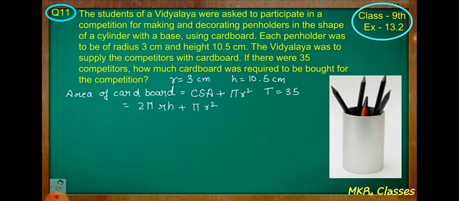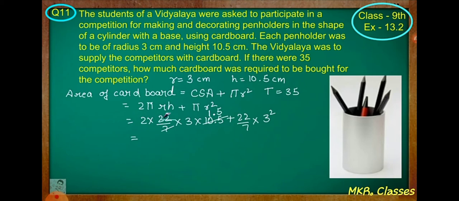Now look, in cardboard what all will we use? Look at this diagram. We need a curved surface area and a base. The base should be covered, otherwise the things in it will fall. For the pen holder we cover the base. So for that, CSA for the curved surface area and pi r square for the base. R is given, that is 3 centimeter, height is 10.5. So the area of one pen holder is CSA plus pi r square. You can take pi r common also, and solve either way, no problem.